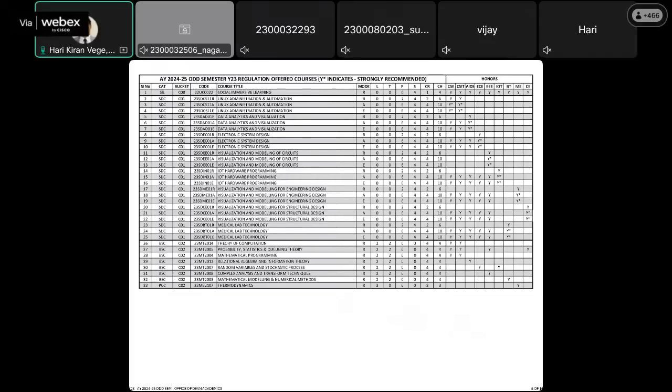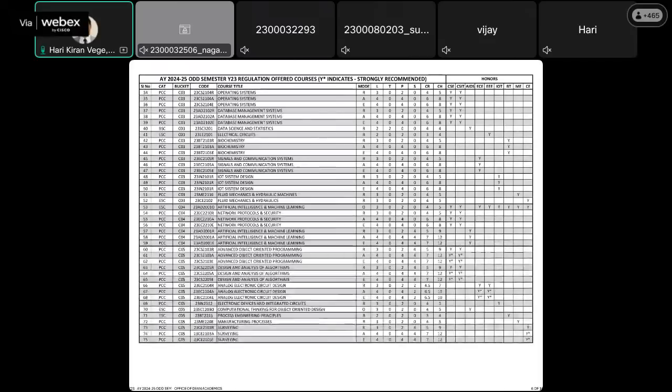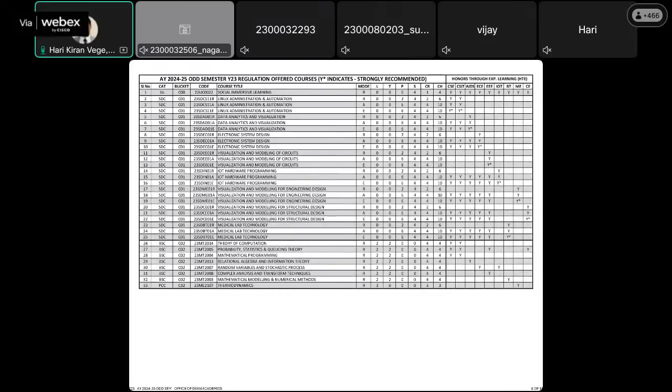All right. So that's with the C1 bucket. Let us also quickly check with other major flexibilities. Let us talk about honors through experiential learning. So here in honors through experiential learning, let us assume I'm a CSE student. So now for the C1 bucket, what are all given to me in the C1 bucket?